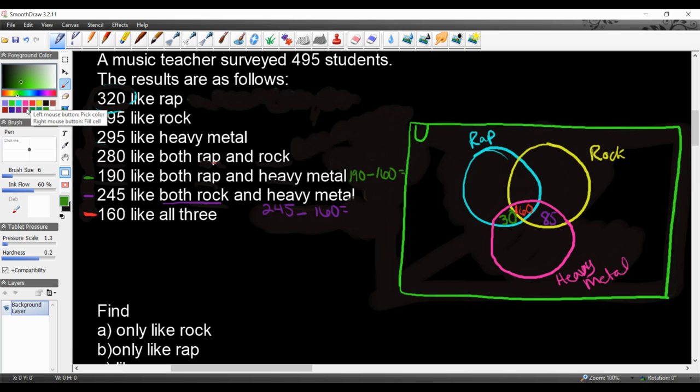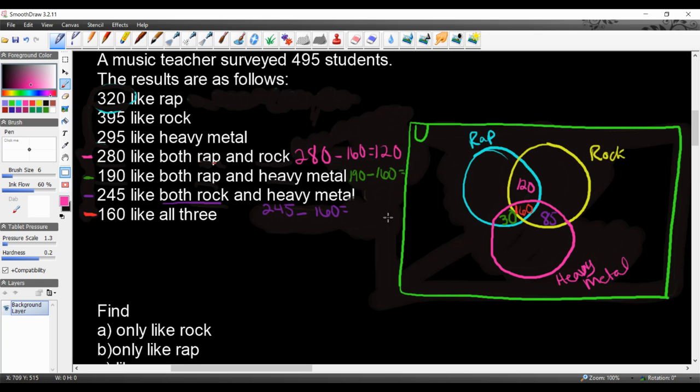moving on. Same method. Now we have that 280 students like both rap and rock. So now we're looking at my blue circle and my yellow circle, and we're going to look at the place where these two cross. That would be this section right here. Again, we're going to just subtract that 280 minus the 160. But you know what? Let me get rid of those lines first. All right, so 280 minus 160 is 120. So 120 is the one that goes here.